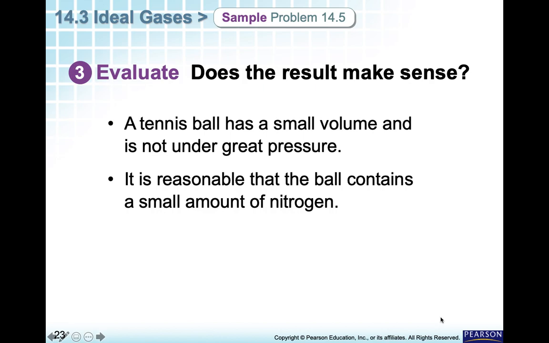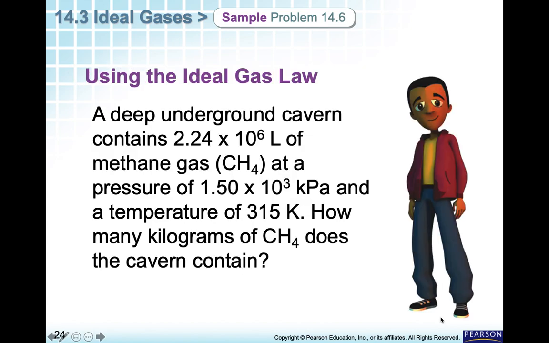A tennis ball has a small volume and is not under a great deal of pressure. Is it reasonable that it contains a small amount of nitrogen gas? And the answer to that is probably yes. Because remember, at STP, 1 mole of gas is 22.4 liters. That volume was really small comparatively.